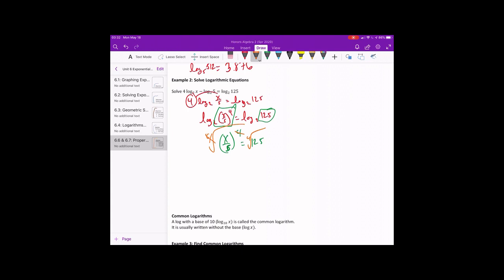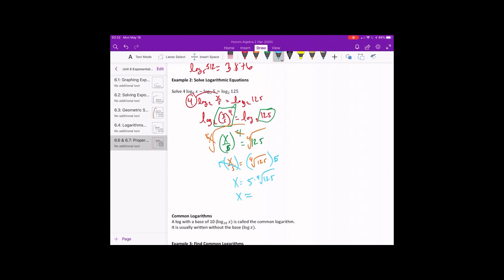And so we're going to get x over 5 is equal to the 4th root of 125, which is not a pretty number. And so we'll hold that there for a second. We'll multiply both sides by the 5. And so we're going to get that x is equal to 5 times the 4th root of 125. The 4th root of 125 is going to be somewhere between 3 and 4. Because 3 to the 4th is 81, and 4 to the 4th is 256. And so this is going to be 3 point something times the 5.